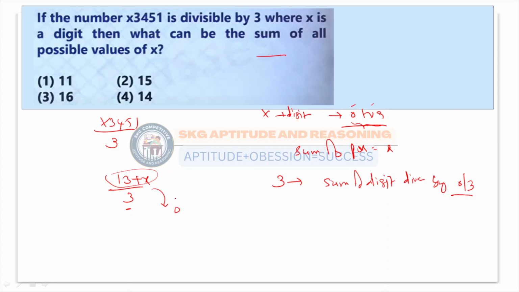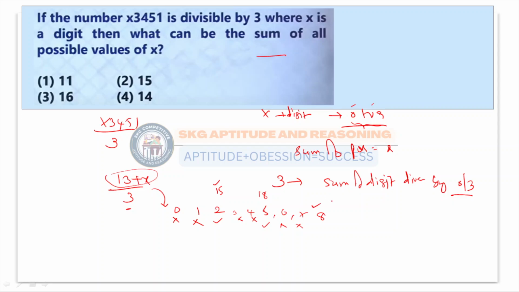If I take 0 here, it will be 13, but 13 is not divisible by 3. So 0 is not a possible value of x. If I take 1, it will become 14. This is also not possible. If I take 2, it will be 15. Okay, 15 is divisible. 3 and 4 are not divisible. If I take 5, it will be 18, so this will be exactly divisible. If I take 6 or 7, this is not divisible.